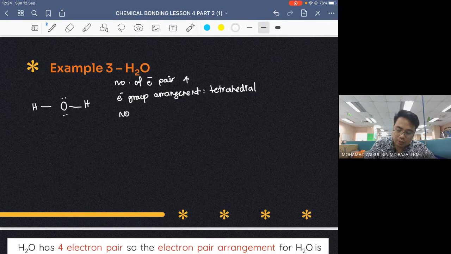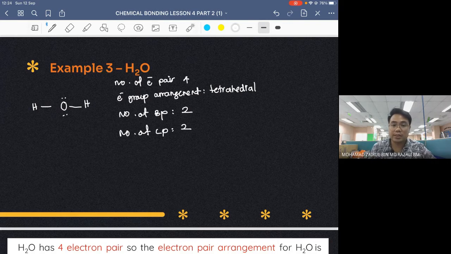So number of bonding pair. Kalau awak tengok bonding pair dia, number of bonding pair sama dengan 2. Number of lone pair is also equal to 2. Okay, kalau awak tengok Lewis structure ni, kita dah ada lone pair dengan bonding pair. So maknanya lone pair repulsion is stronger than the lone pair bonding pair and stronger than bonding pair.